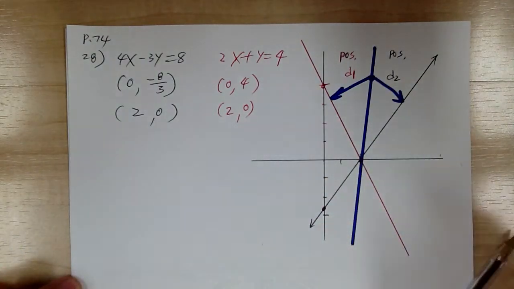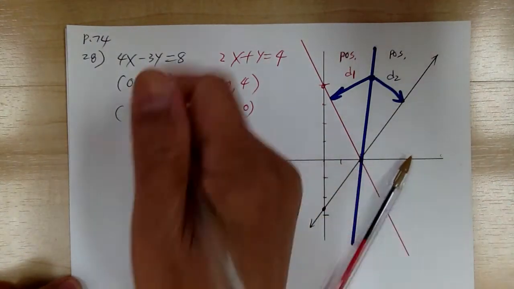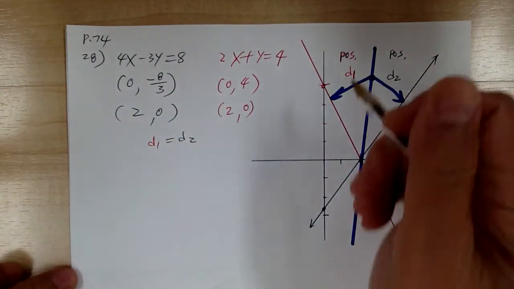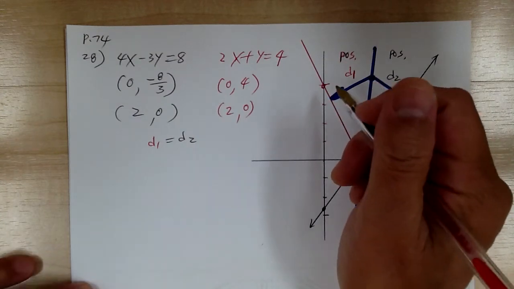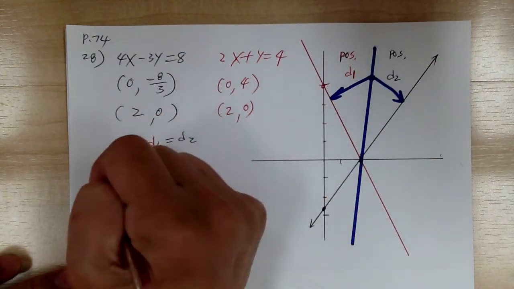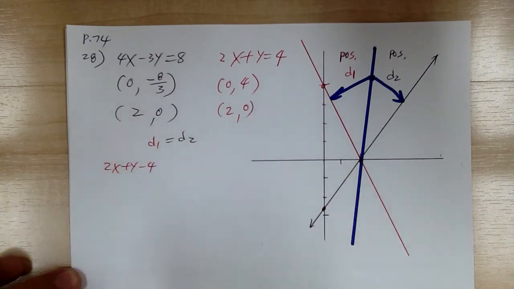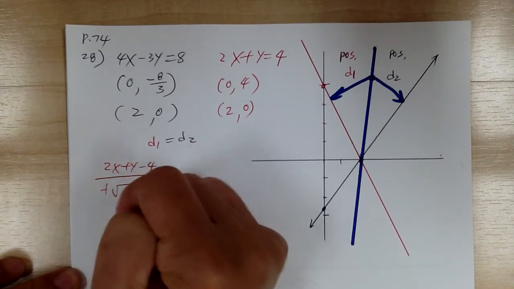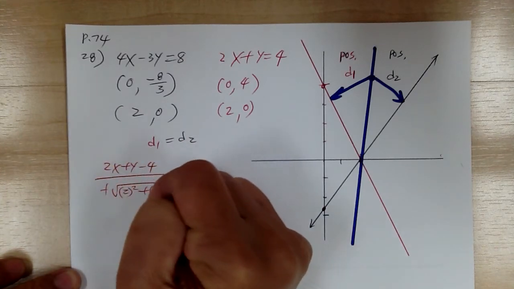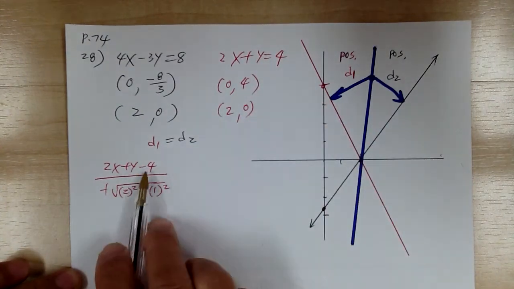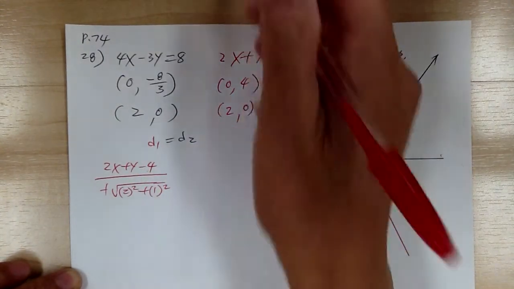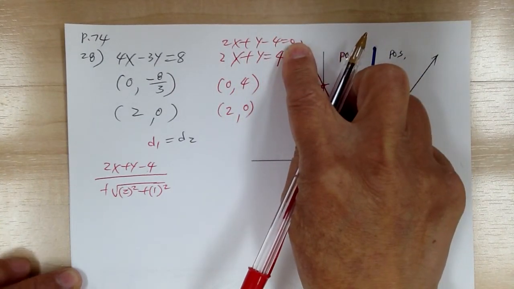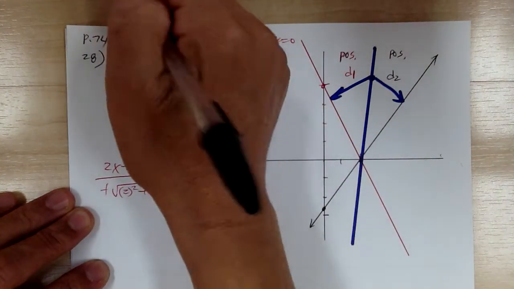So when you write your equation, you can just write D1 equal to D2, and then from there you can use your distance formula. Okay, so D1 is going to be 2x plus y minus 4 over positive square root of 2 squared plus 1 squared. Now notice minus 4, because you have to move this over. You have to make it into general form. Same thing with this one here.